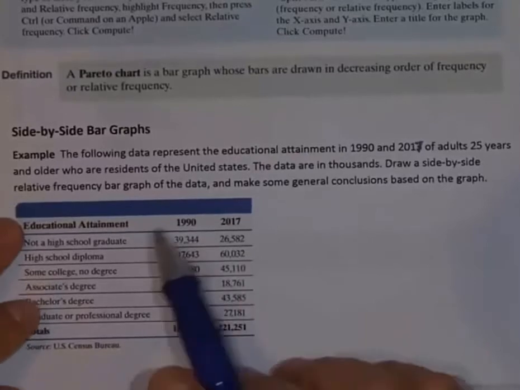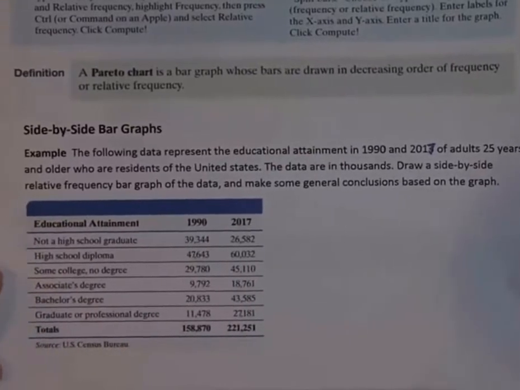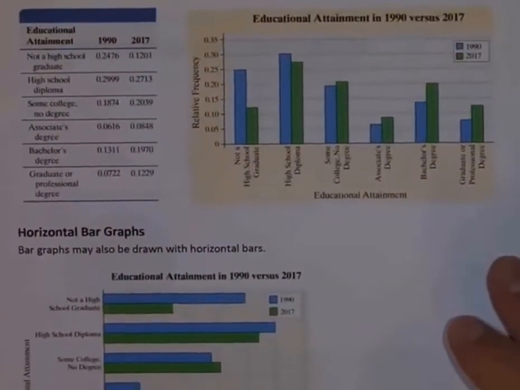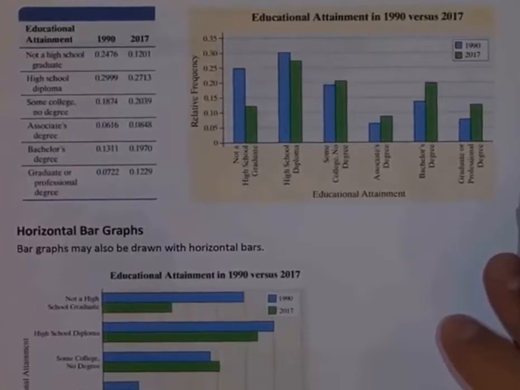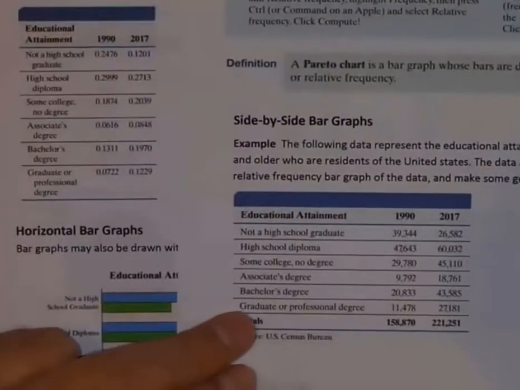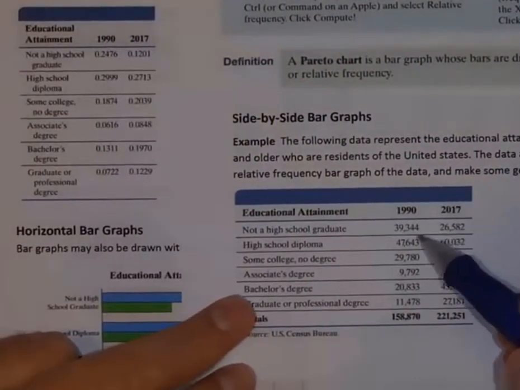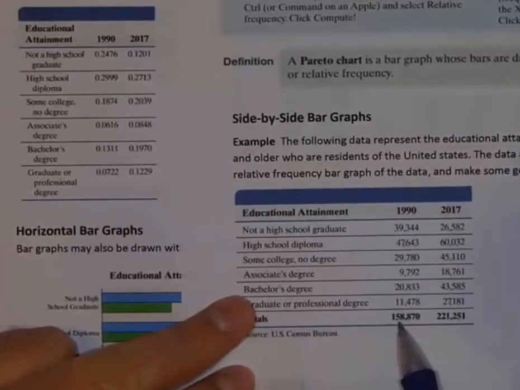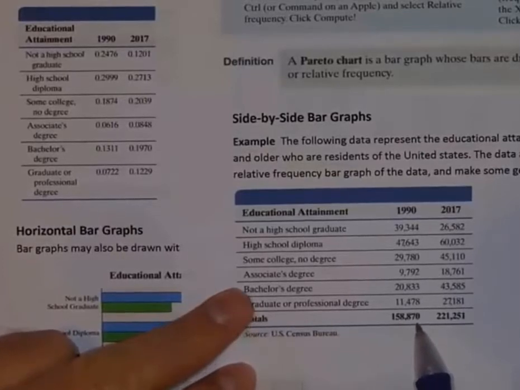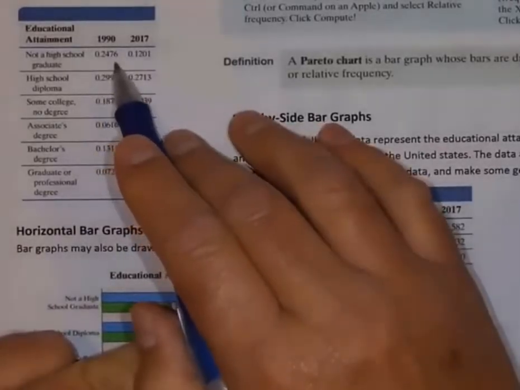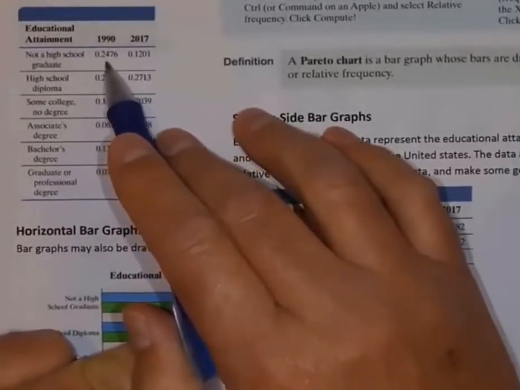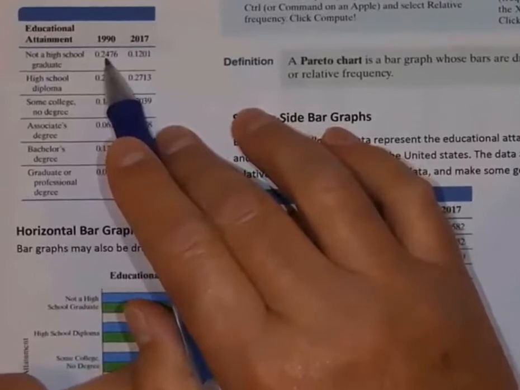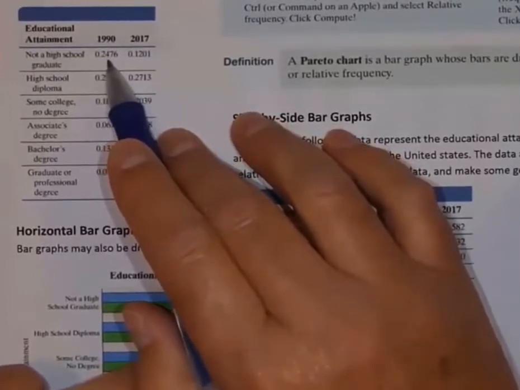So we're supposed to draw a side-by-side relative frequency bar graph of the data. I've basically already done that here on the second page rather than taking time to draw it by hand. What I did is I found all of the relative frequencies. If we take the 39,344,000 and divide by the 158,870,000, that gives us 0.2476. So about 25% of the population in 1990 did not have a high school diploma.